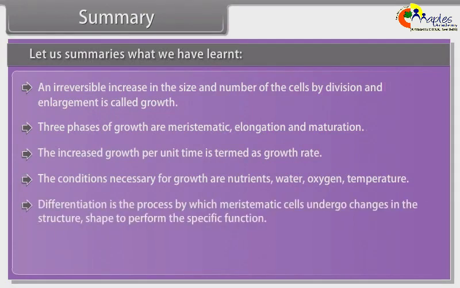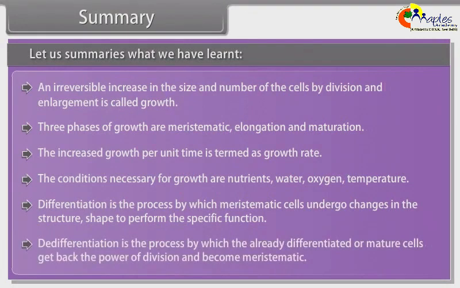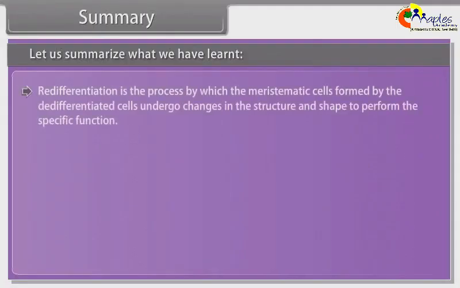Differentiation is the process by which meristematic cells undergo changes in the structure and shape to perform a specific function. Dedifferentiation is the process by which the already differentiated or mature cells get back the power of division and become meristematic. Redifferentiation is the process by which the meristematic cells formed by the dedifferentiated cells undergo changes in the structure and shape to perform a specific function.